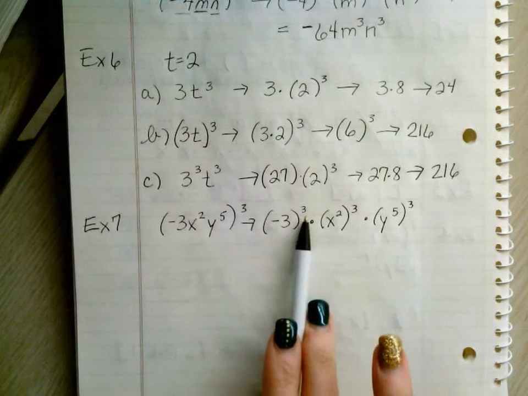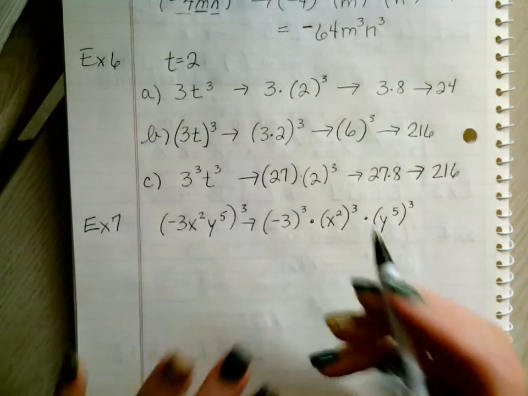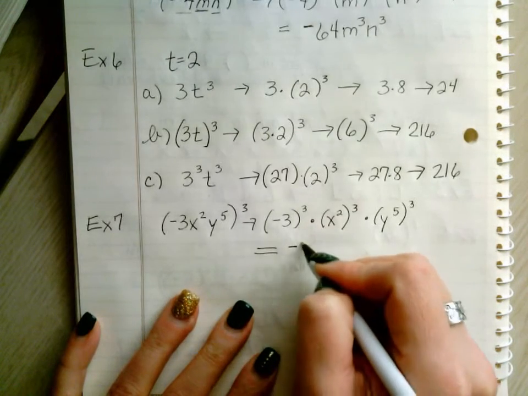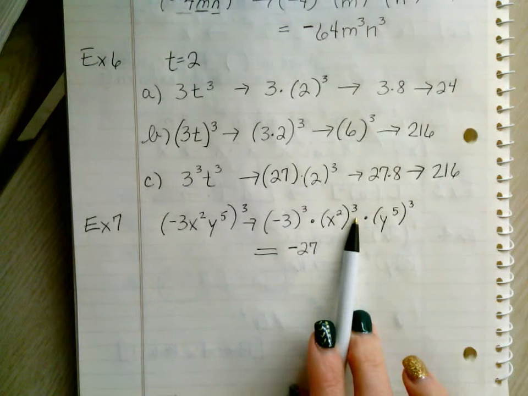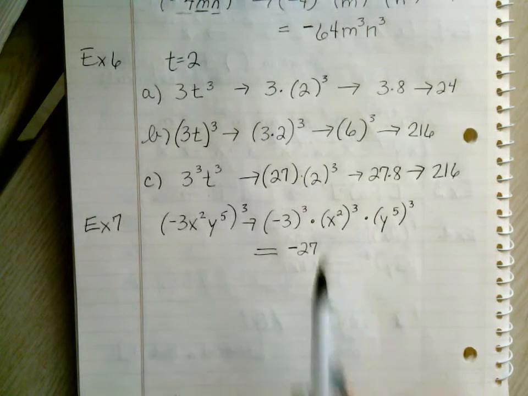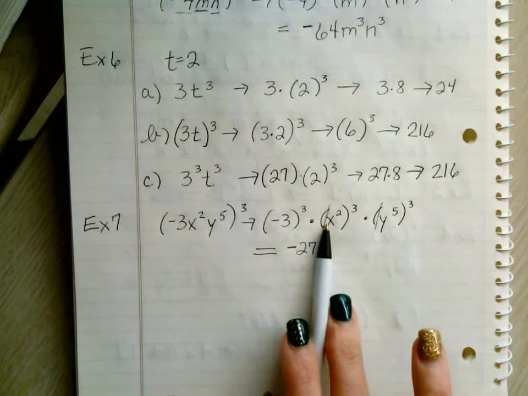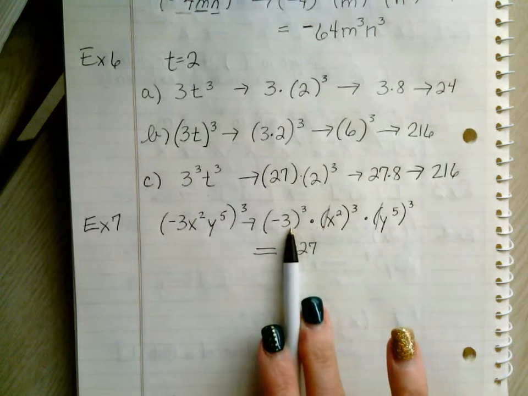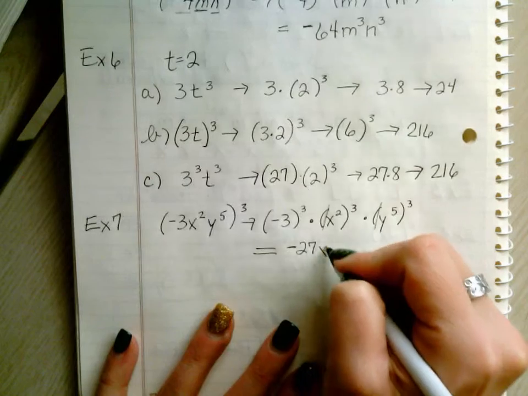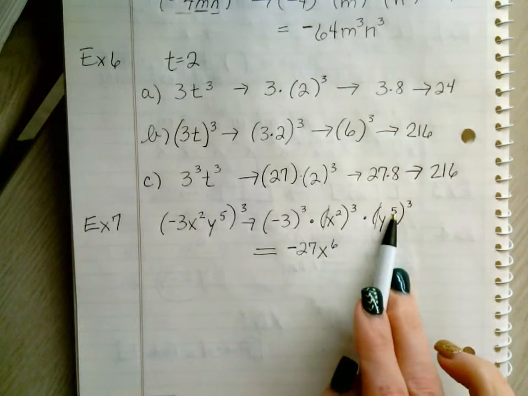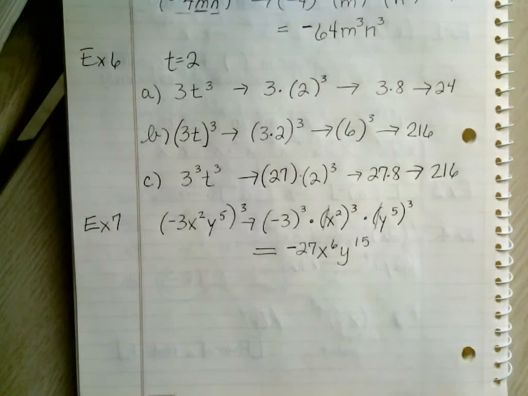Remember, any negative being raised to an odd power stays negative. So 3 times 3 is 9 times 3 is 27. So it's negative 27. When you have a power of a power, you simply multiply the exponents. And remember, there's a coefficient of 1, so you don't have to worry about the number preceding the letter. So x squared cubed is x^6. y^5 cubed is y^15. All right?